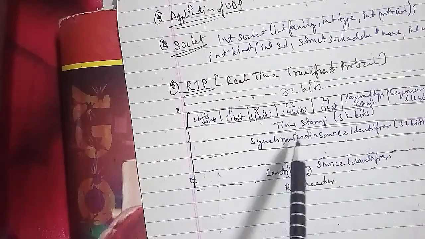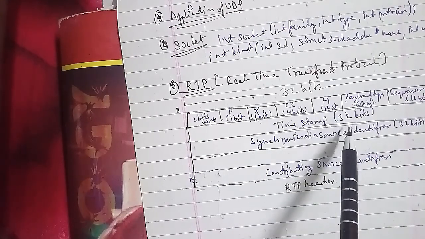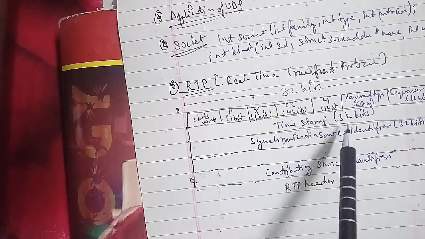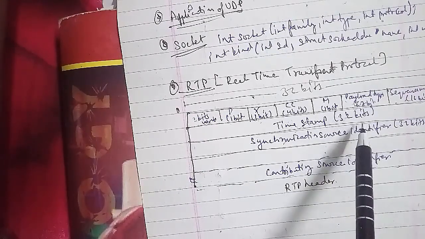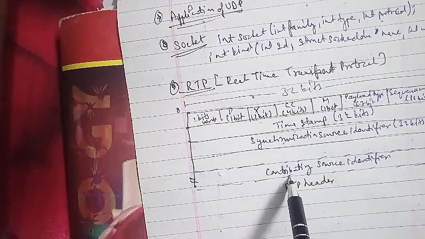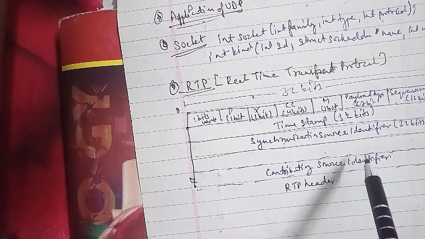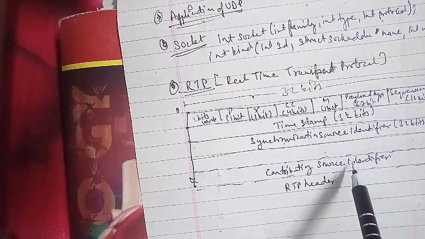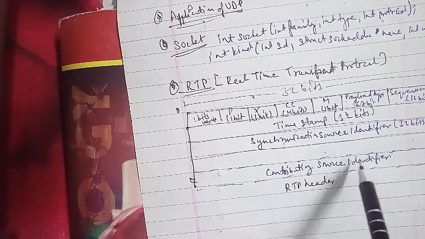Talking about the next one, that is the contributing source identifier. This is a list of 0 to 15 items, each 32 bits, specifying the contributing sources for the payload contained in the packet. That field is used when mixers are present in the studio as well. So this is what we have to discuss here.